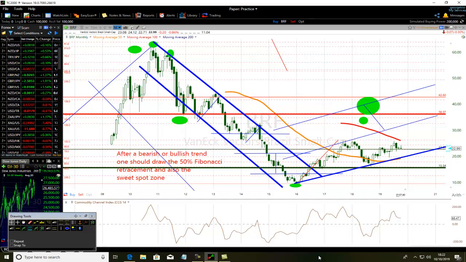All right. So remember to do that. Trend is finished. Draw the 50% Fibonacci retracement level. You are trading at the switch position. Remember the channel. Remember the trend line. A good Fibonacci trader does not fight the channel or the market pattern or the trend line.